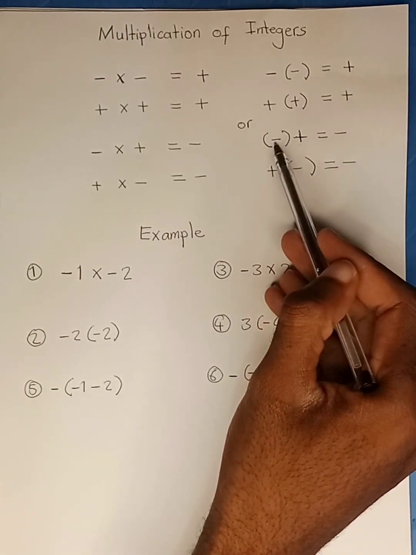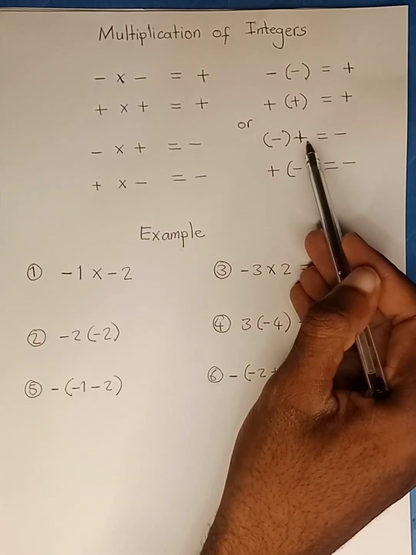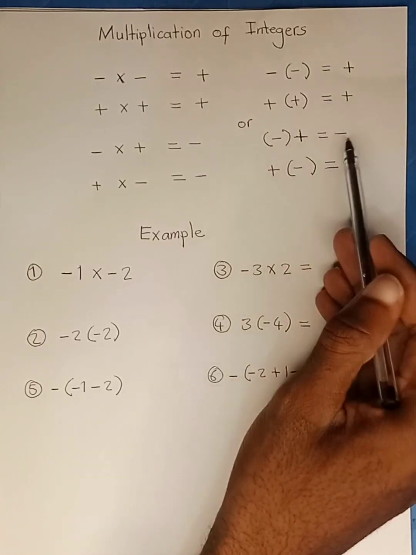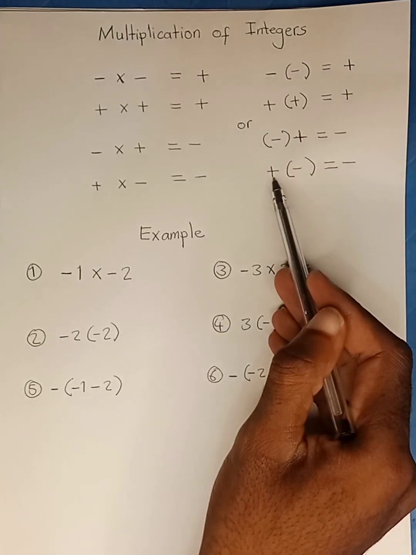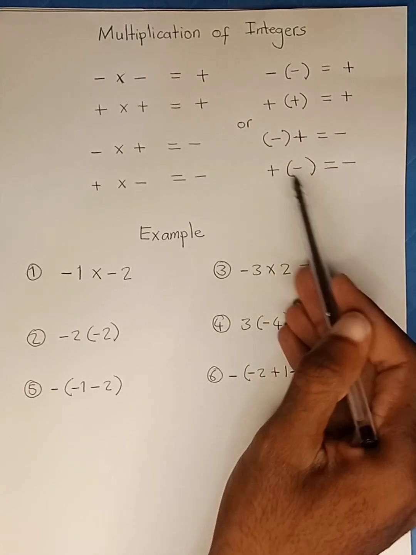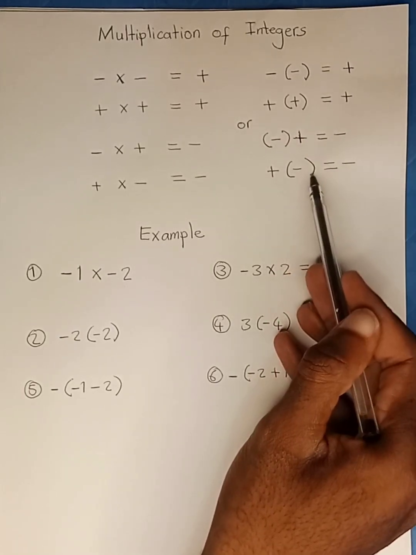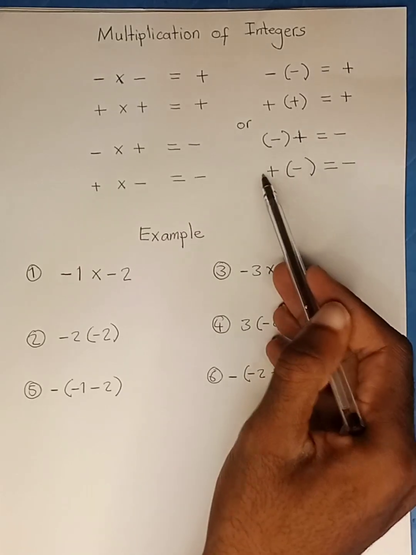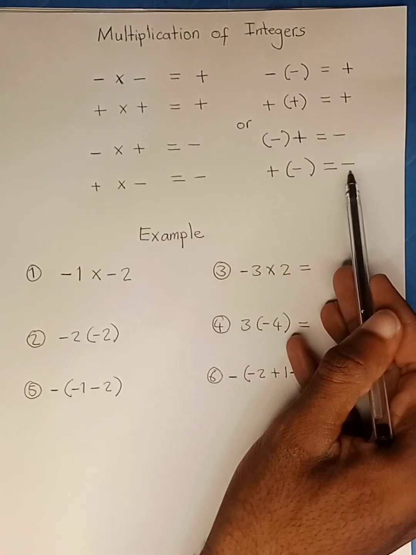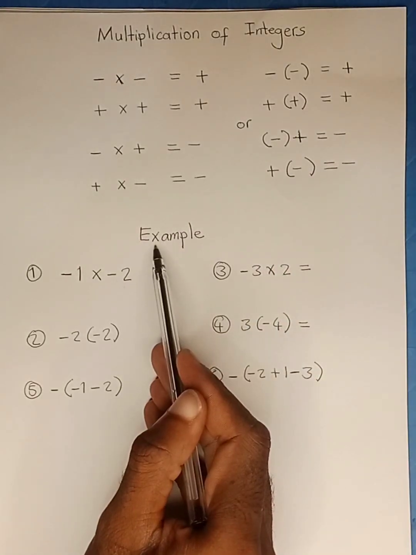Here we are multiplying signs which are different. We have a negative and a positive. Negative times positive, we get a negative. Lastly, we have a positive and a negative, we are multiplying. This parenthesis means multiplication. Positive times negative, we get a negative. Let us look at a few examples.